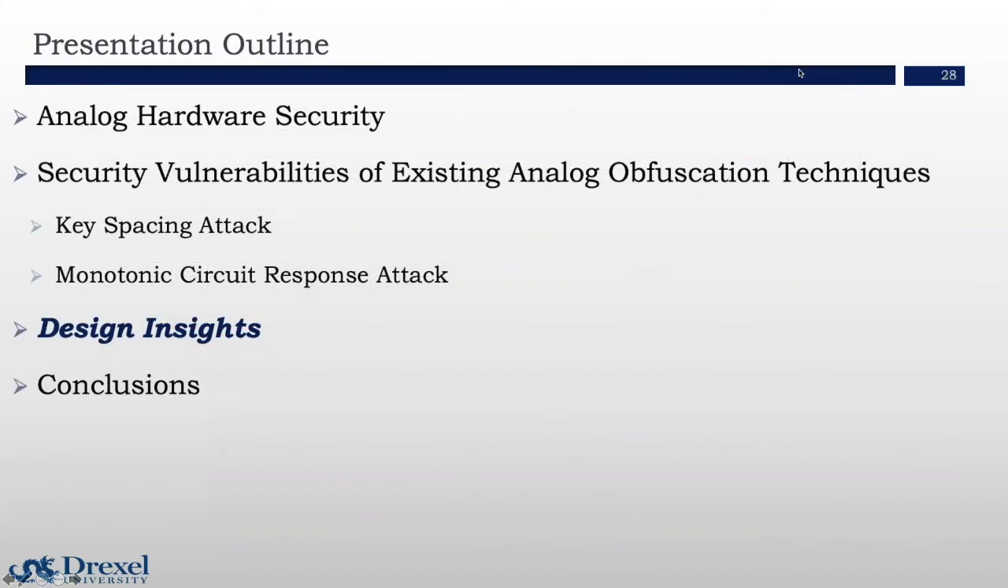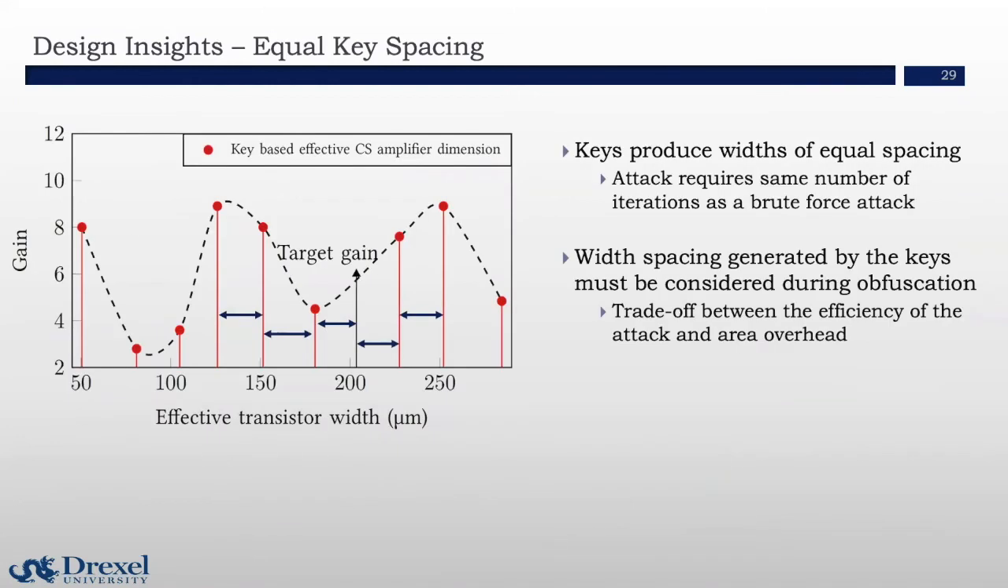In this section, design insights are provided as a countermeasure to the two proposed attacks and to make analog obfuscation techniques more secure. The first is equal key spacing, to thwart the key spacing attack. The key must produce bits of equal spacing. Then the attack requires the same number of iterations as a brute force attack. The spacing generated by the key must be considered during obfuscation, and the trade-off between the efficiency of the attack and area overhead should be considered in designing the security technique.